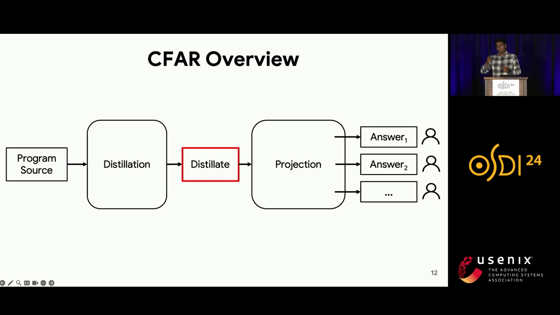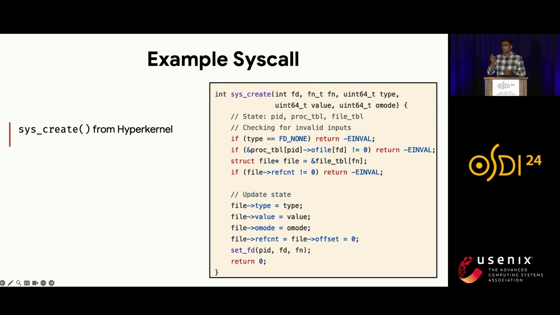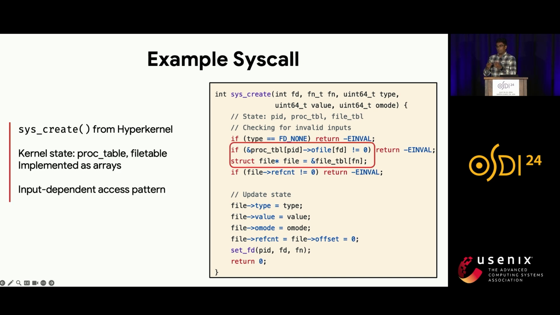So that said, let's go to the details of CFAR, starting with the distillate. And to do so, I will use an example, the create system call, which creates a new file, from the hyperkernel, which is a simple research kernel. While being simple, and much simpler than production kernels like Linux, the hyperkernel has very similar input-dependent access patterns. So on this slide, you see how it uses the file descriptor and the process ID to index into kernel states such as the process table and the file table.